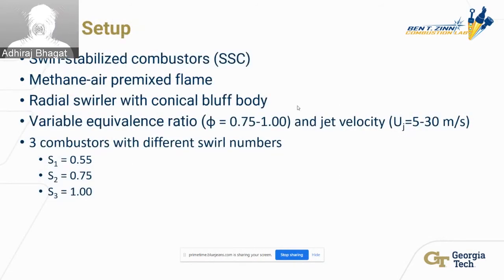So going into the specific setup of this experiment, as mentioned before, we use a swirl stabilized combustor. We had a methane air flame, that is a premixed flame, a radial swirler with a conical bluff body, and we varied certain flow parameters. We changed the equivalence ratio, and we measured 3 points between lean and stoichiometric combustion, and then we also varied the jet velocity. We had 3 different combustors that we would switch out between test cases. Our first combustor had a swirl number of 0.55, the other 0.75, and the last one 1. For this experiment, we defined swirl number as the ratio of the momentum flux between the azimuthal component and the axial component.